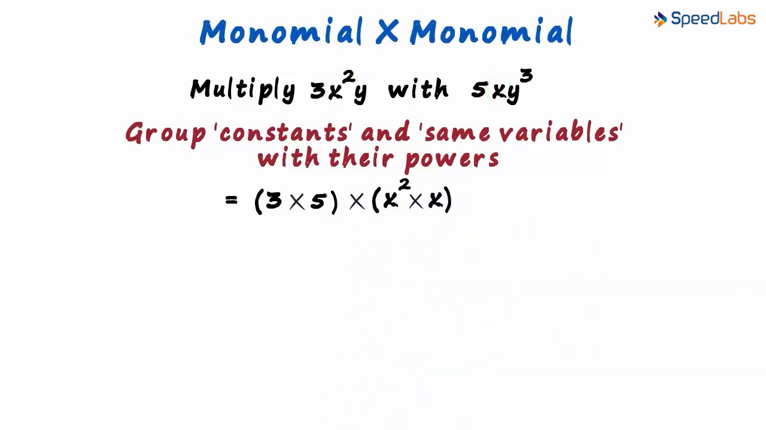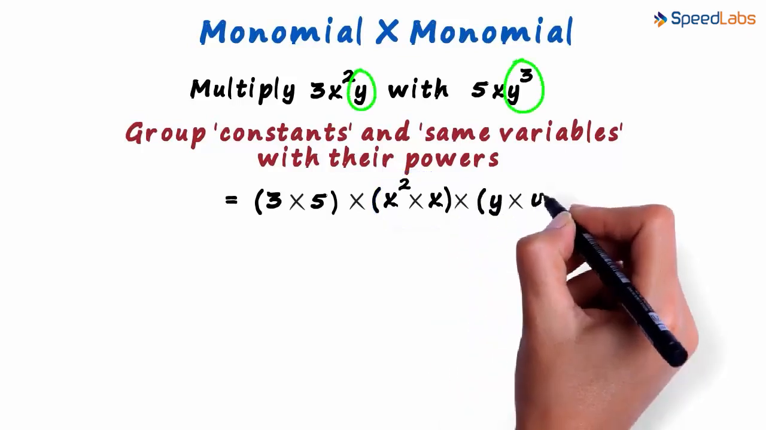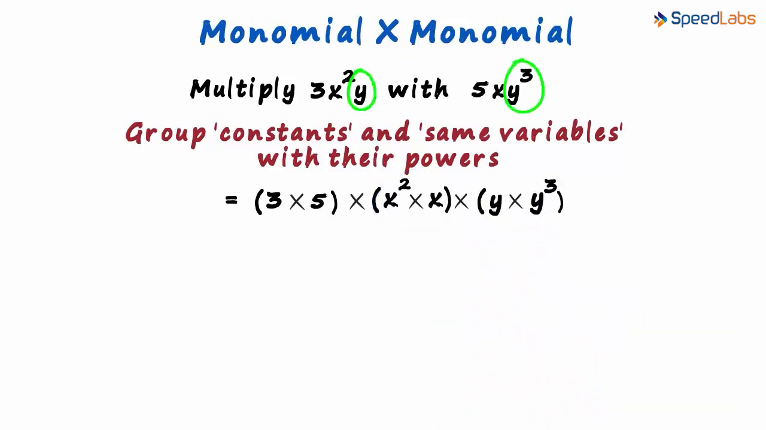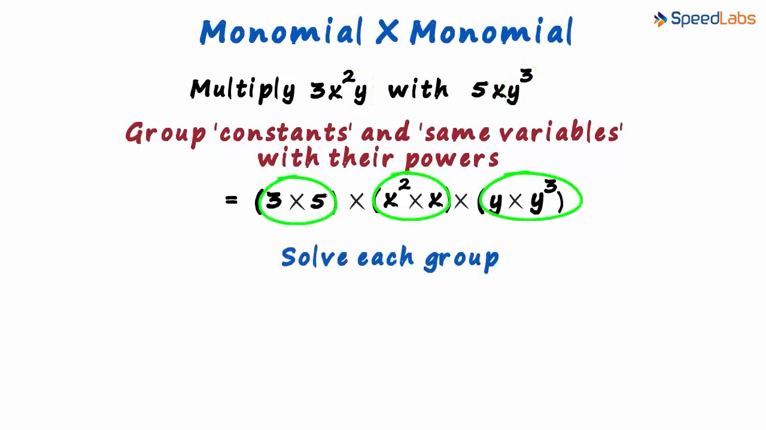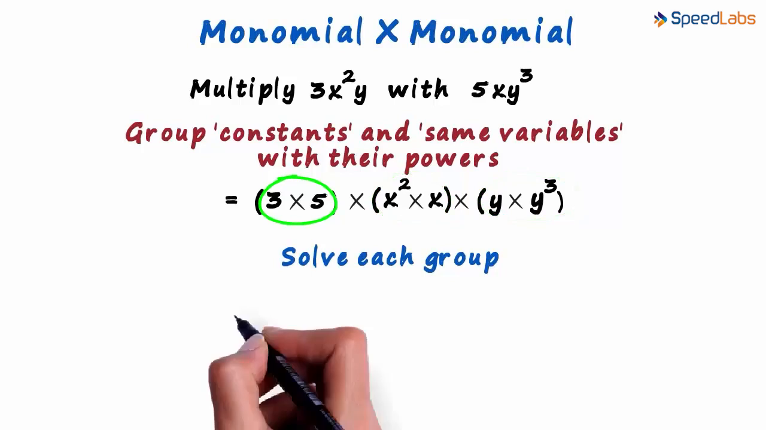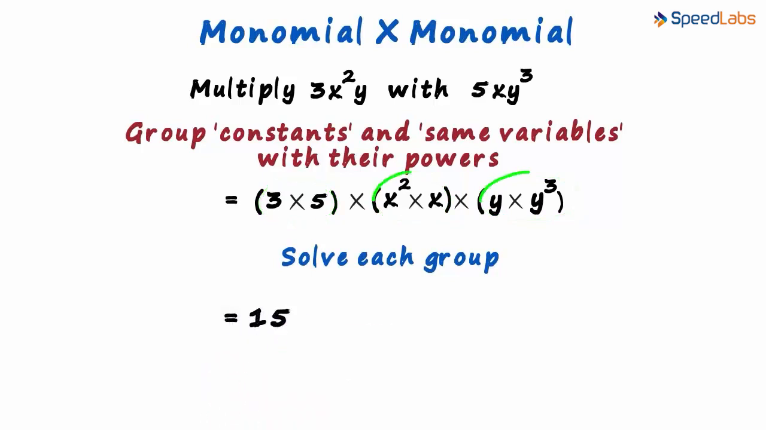Remember, we also consider the powers of the variables. We make groups of the same variables with their powers. The next group will be y multiplied by y cubed. Now all we have to do is solve each group. 3 times 5 is simple, it's 15. For these two groups, we use the product law.